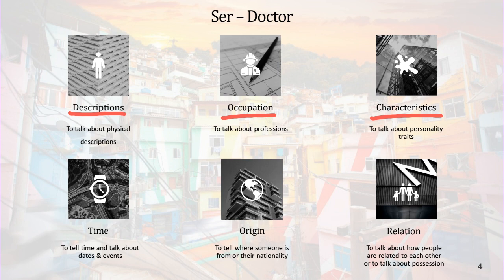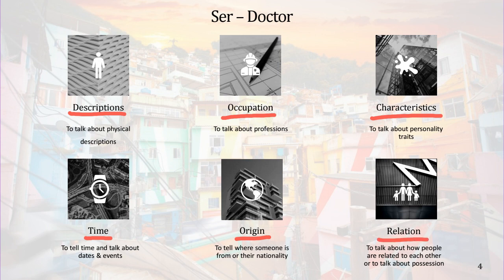Whenever we want to talk about time, we're also going to use the verb ser. This includes when we're talking about dates and events. The O stands for origin. So if you're going to talk about where someone is from, like their nationality, or if you want to name the city where they're from, you're going to use the verb ser. People's origin does not change. Wherever you're from, when you're born, that's where you're from for the rest of your life.